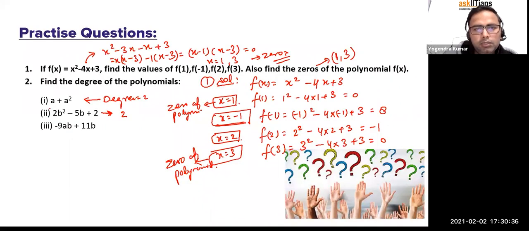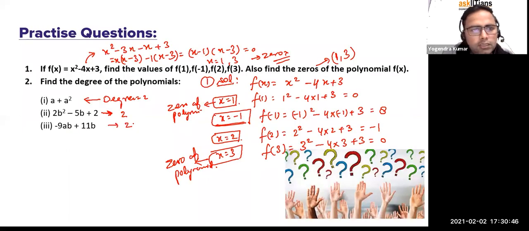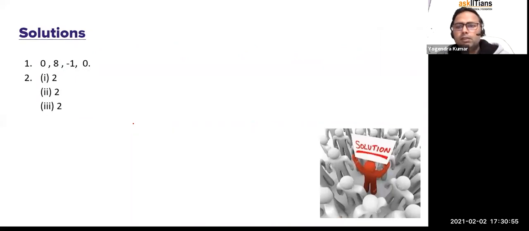I think they are making some mistake in the answers. We got degree 2 here, this is fine. But in the first part answer, clearly they're missing it out. I think, right. No, it's fine. It's fine. They're writing 0, 0, 8, minus 1, and 0. We got the answers. Fine.